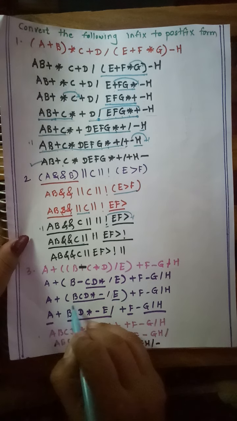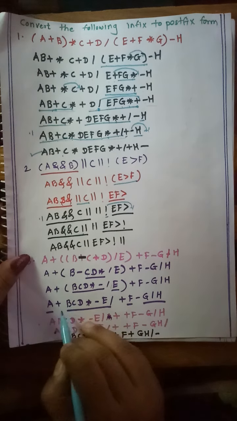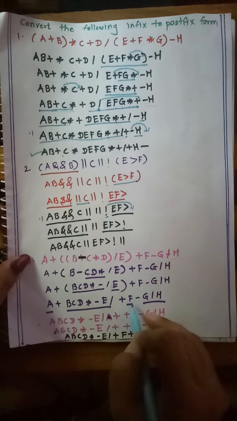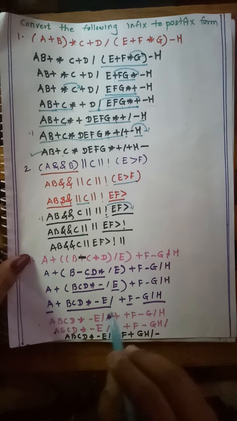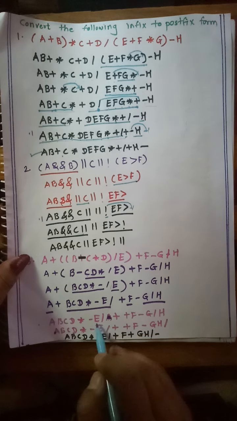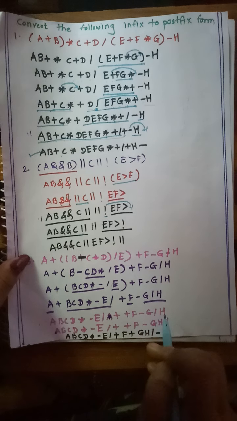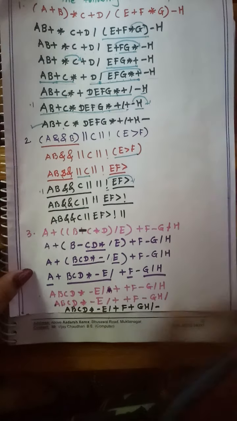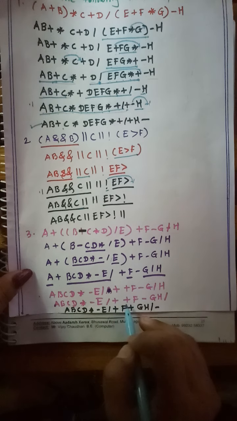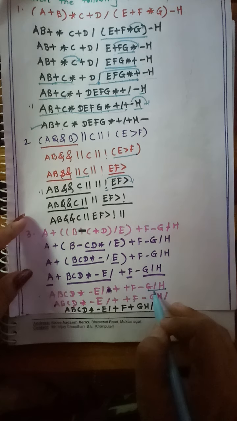Now here, inside the bracket, it will be solved. Now the next step is A plus B C D star minus E slash plus F minus G slash H. Now next is A B C D star minus E slash plus F minus G slash H. Now next step is A B C D star minus E slash plus F minus G H slash. This G H slash has the highest priority.